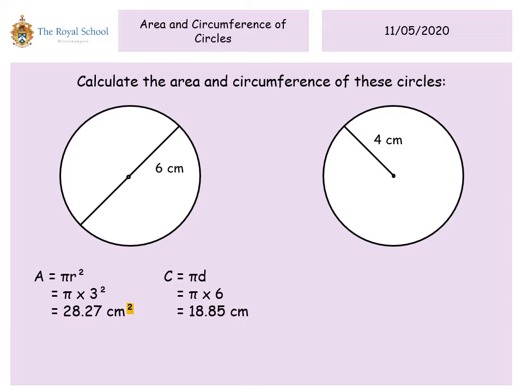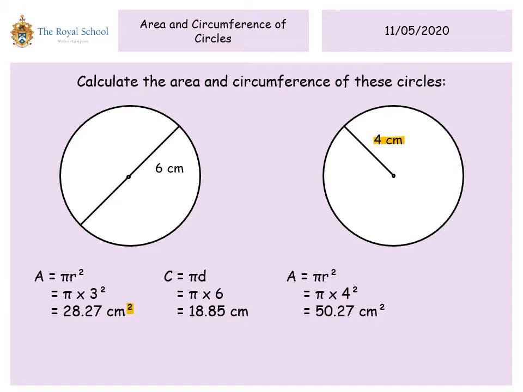The second circle then, really similar process. If you want to work out the area, we need pi r squared again. In this case though, we were given our radius. The radius was 4, so this is going to be pi times 4 squared for our area. And then if you pop that in the calculator, you're going to get yourself 50.27 centimetres squared when it's rounded to 2 decimal places.